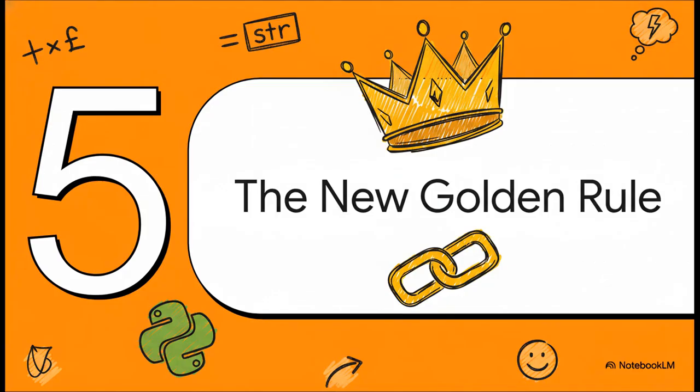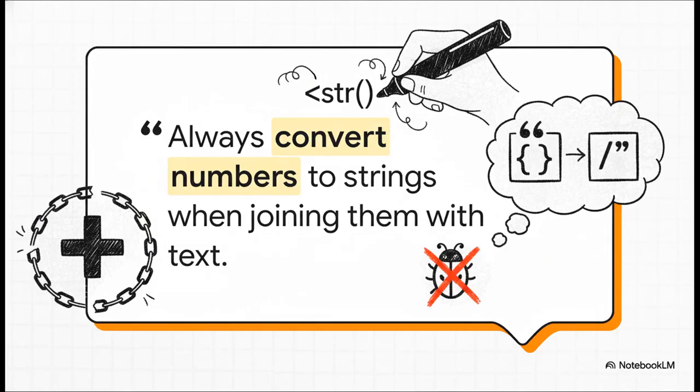So all of this brings us to the final and most important takeaway. This is the one thing to remember from this entire explainer that's going to save you a ton of headaches later on. Let's call it the new golden rule for printing variables in Python. Here it is. It's that simple. Always convert numbers to strings when joining them with text. If you're using that plus sign to piece a sentence together, and one of those pieces is a number, just get into the habit of wrapping it with str. It's a tiny, tiny bit of extra typing that prevents a guaranteed program crash.